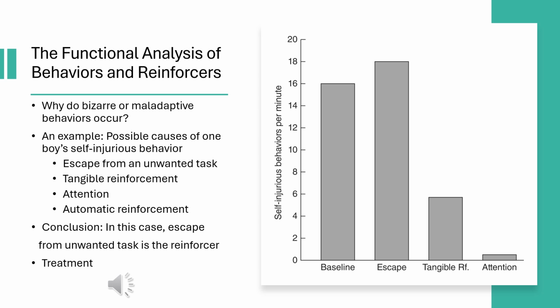In this case, the behavior functions as a negative reinforcement, allowing the child to escape or delay the unwanted task. Self-injury might result in gaining access to tangible rewards such as toys, food, or other preferred items. If a child receives these items after self-injuring, then the behavior is positively reinforced.